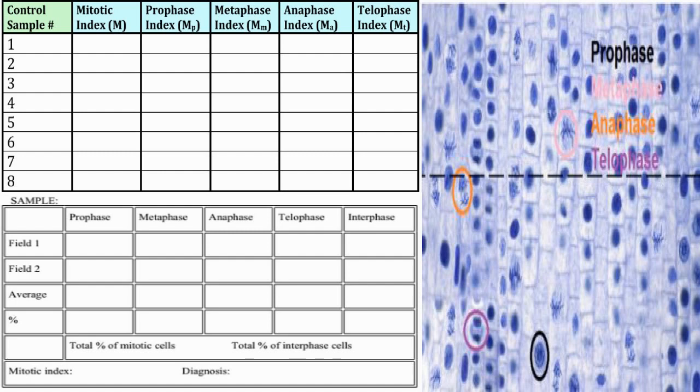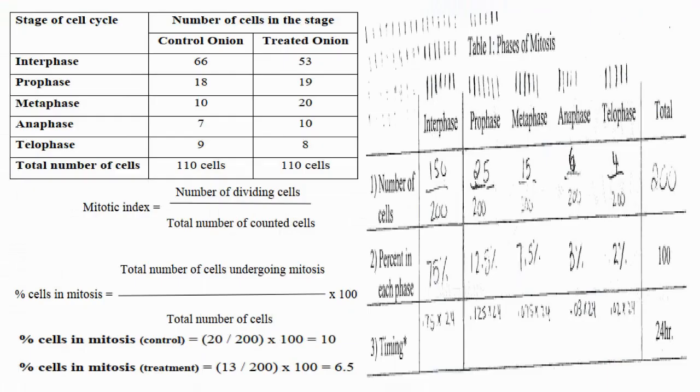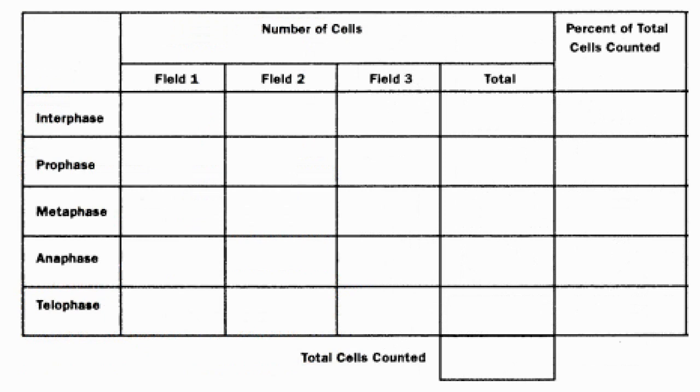In the same line, these slides note the order of samples during calculation: meiotic index, Prophase Index, Metaphase Index, Anaphase Index, and Telophase Index. And these slides show the number of cells in each field under the microscope and the percentage of the total cells counted for each examined sample.